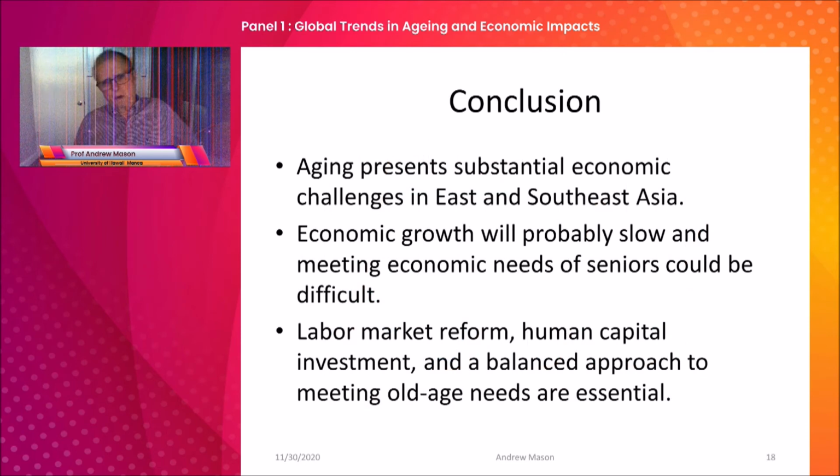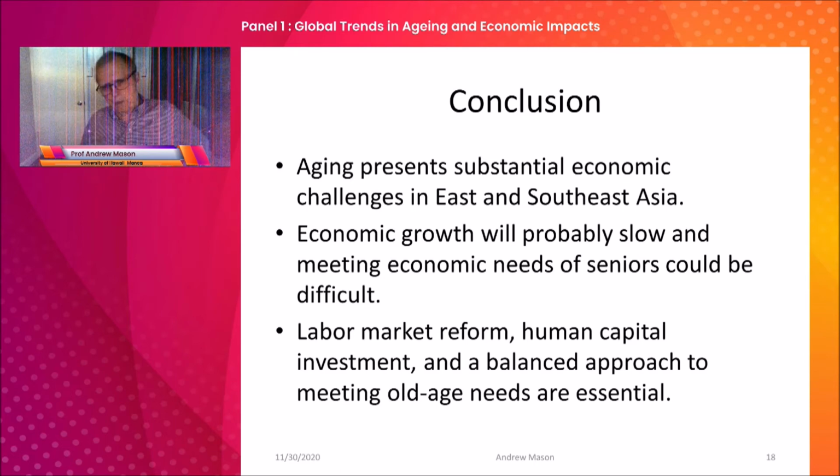So let me end here with some very general comments. Aging is going to present very substantial economic challenges in East and Southeast Asia. I don't think there's any doubt about that. It will be difficult. I think it's likely that economic growth will slow. By that I mean per capita income or per capita consumption. And I think it will be a challenge to meet economic needs of seniors. There could be serious political problems that arise. There could be generational conflict. I don't know that this needs to happen, but it's certainly something to think about.